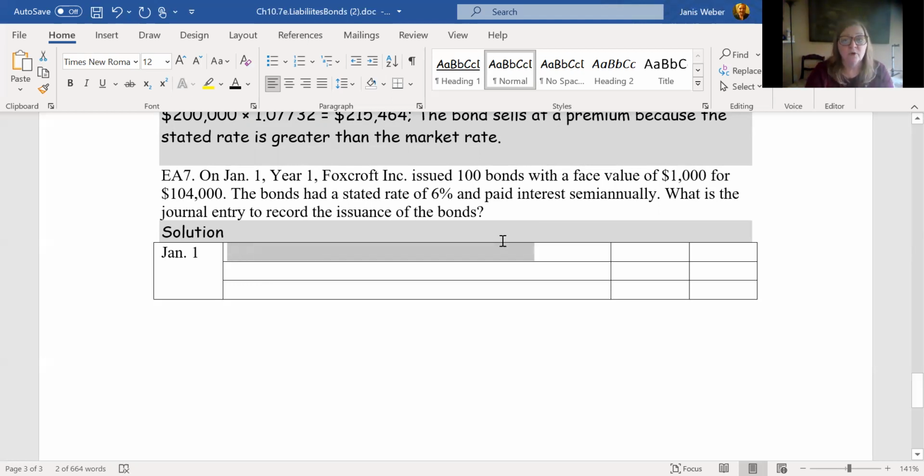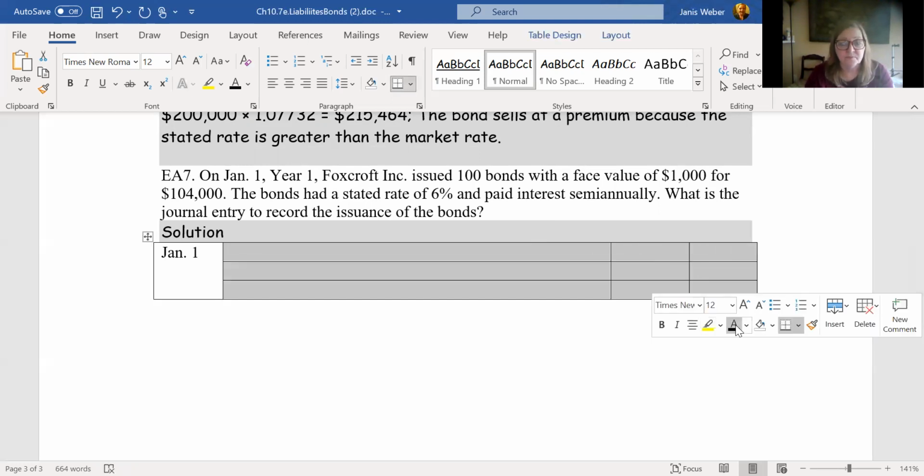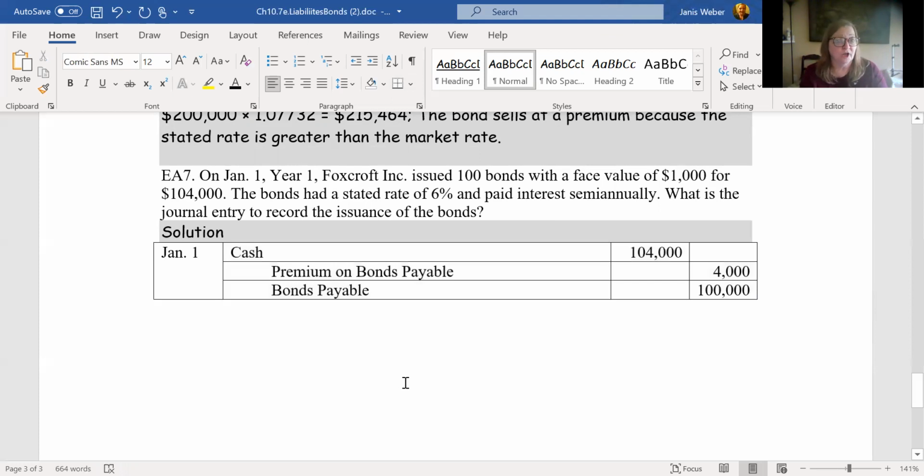If we issued them for 104, that means cash was 104 that we received. The bond payable was 100 because that's the face amount. And the difference between them is what we need to balance the entry, a $4,000 credit. Since it's a credit, we know it's a premium. But the other thing we can see is that if we issued $100,000 worth of bonds for 104, then we have a premium situation, right?